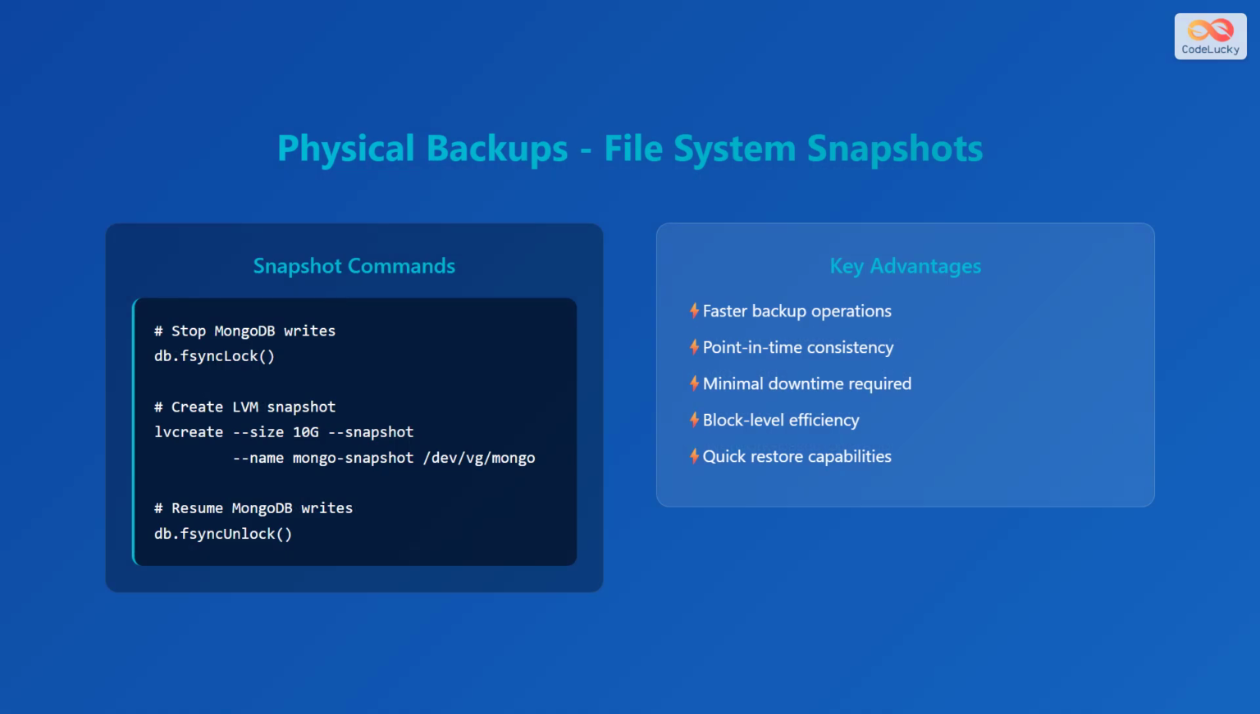Now let's explore physical backups with file system snapshots. First, stop MongoDB writes with the command db.fsyncLock(). Next, create an LVM snapshot with the command lvcreate, specify the size as 10 GB, indicate it's a snapshot, name it mongo-snapshot, and specify the logical volume path. Finally, resume MongoDB writes with the command db.fsyncUnlock(). The key advantages of this approach include faster backup operations, point-in-time consistency, minimal downtime, block-level efficiency, and quick restore capabilities.